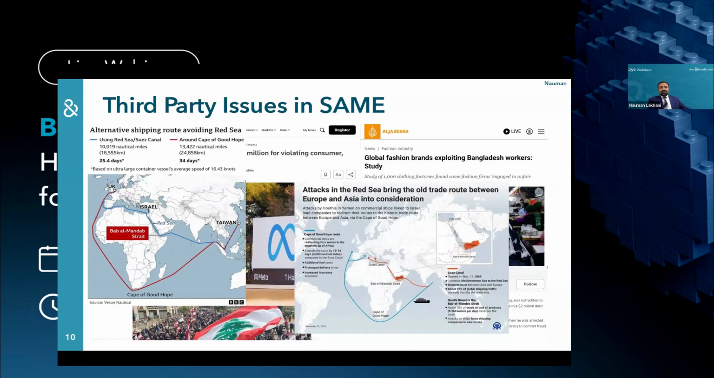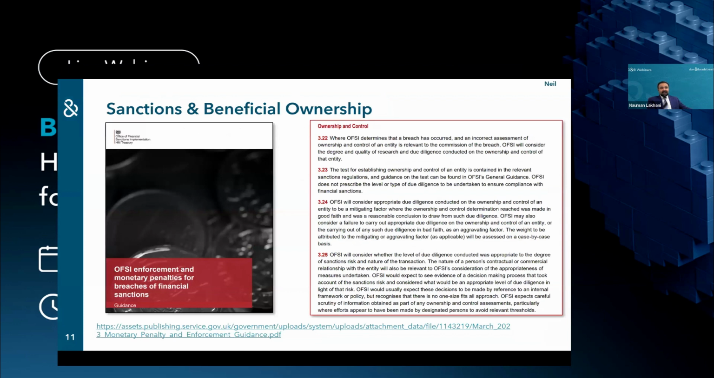And so those risks will keep evolving, and we need to make sure that all of these do get considered as they impact the day-to-day lives of businesses. And this is where all of these conversations will tie up together as well. Neil, I'm going to hand it back over to you to talk about sanctions and beneficial ownership.